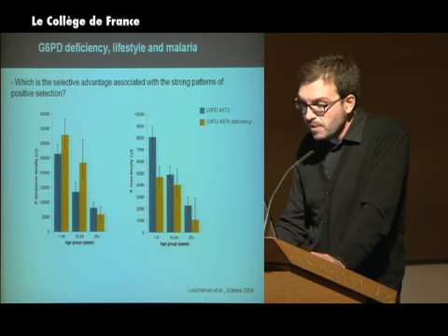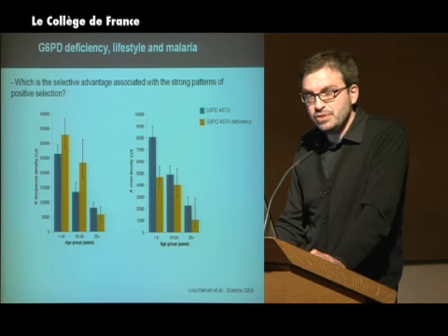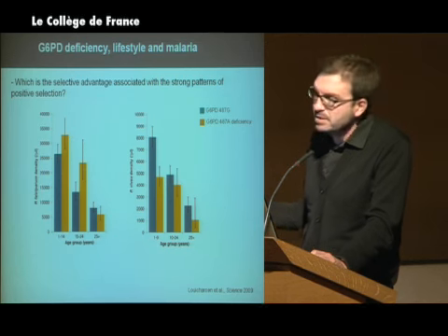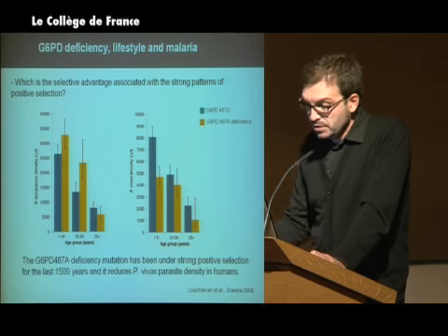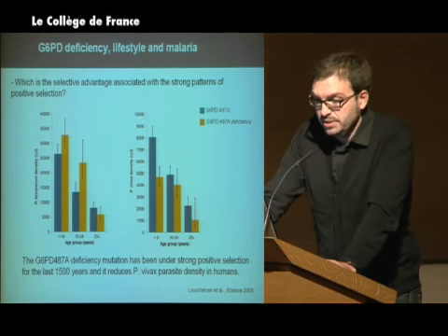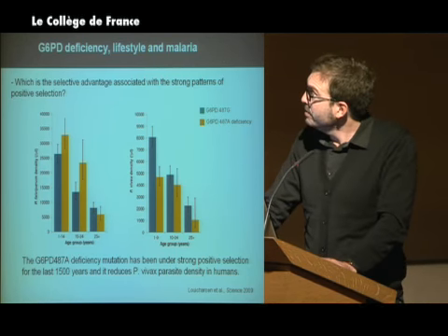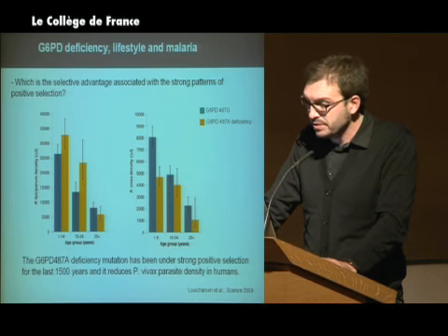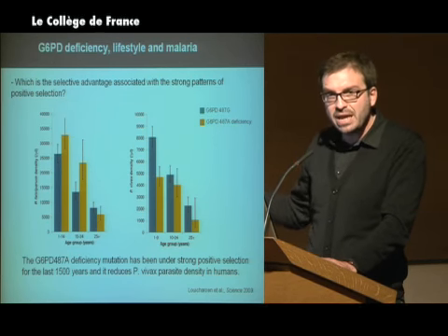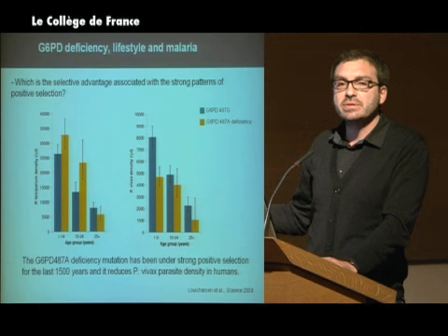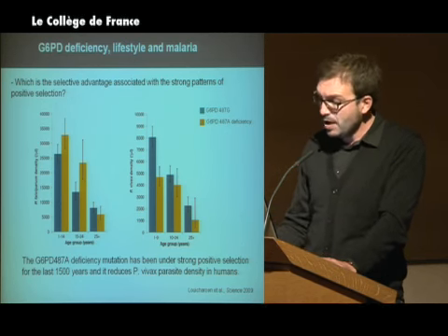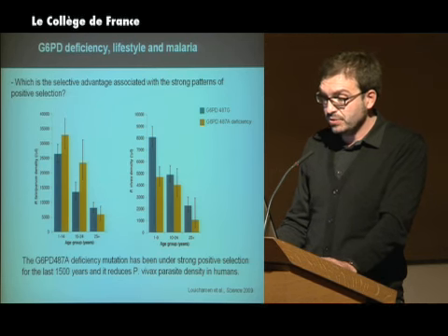But the surprise was that being G6PD deficient significantly decreases the parasitemia of P. vivax in Southeast Asia, showing that being G6PD deficient in Southeast Asia has been under strong positive selection for the last 1,500 years, since it reduces P. vivax parasite density in humans. This also raises questions about how the introduction of rice culture in Southeast Asia, coming from China, increased at that time the exposure of people to vector-borne infectious diseases.